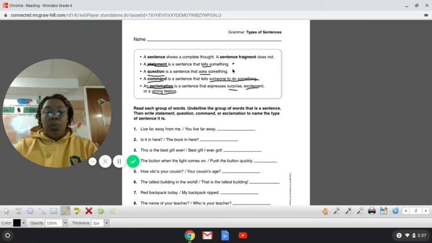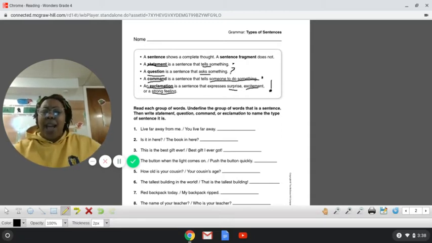A question would have a question mark. A command would also have a period because they're telling you to do something. And an exclamation, you guessed it, it's going to have an exclamation point because you're showing us how excited you are. So your voice is going up because you're telling us just how happy or excited or surprised you are about something. So let's read our directions.